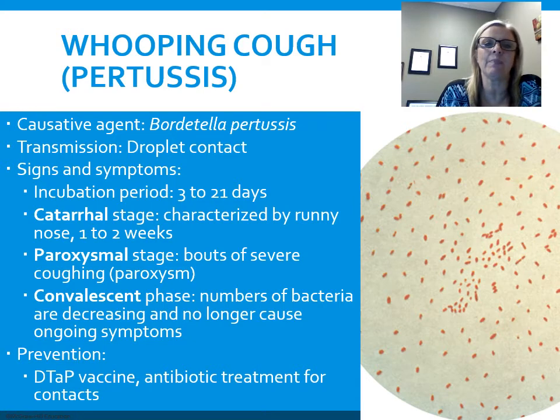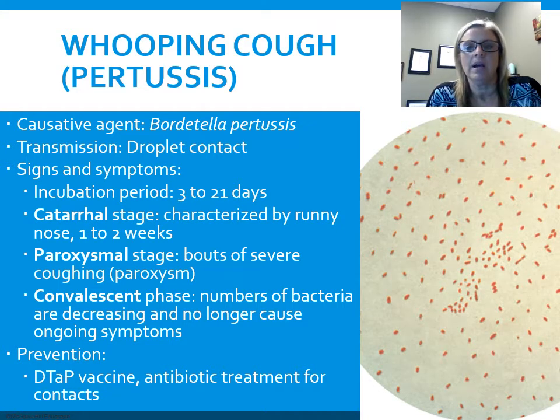What will usually happen is you will develop this uncontrollable cough, and that will be during the paroxysmal stage, okay? And it's severe coughing. I'm not talking about a small cough. I mean severe coughing to where you can't function. So that's during the paroxysmal stage. And then you have the convalescent stage where you're starting to get better. So your numbers of bacteria are decreasing and you're no longer causing ongoing symptoms.